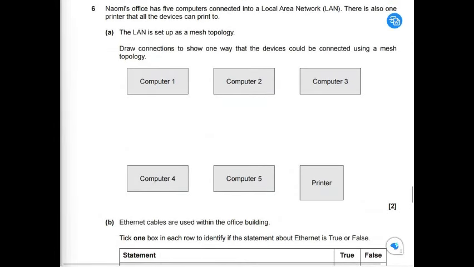Okay, question number 6. Final one. Naomi's office has 5 computers connected to a LAN. There's 1 printer that all devices can print to. The LAN is set up as a mesh. So a mesh is basically going to connect everything together. So we need to draw connections to show how they could be connected using a mesh.